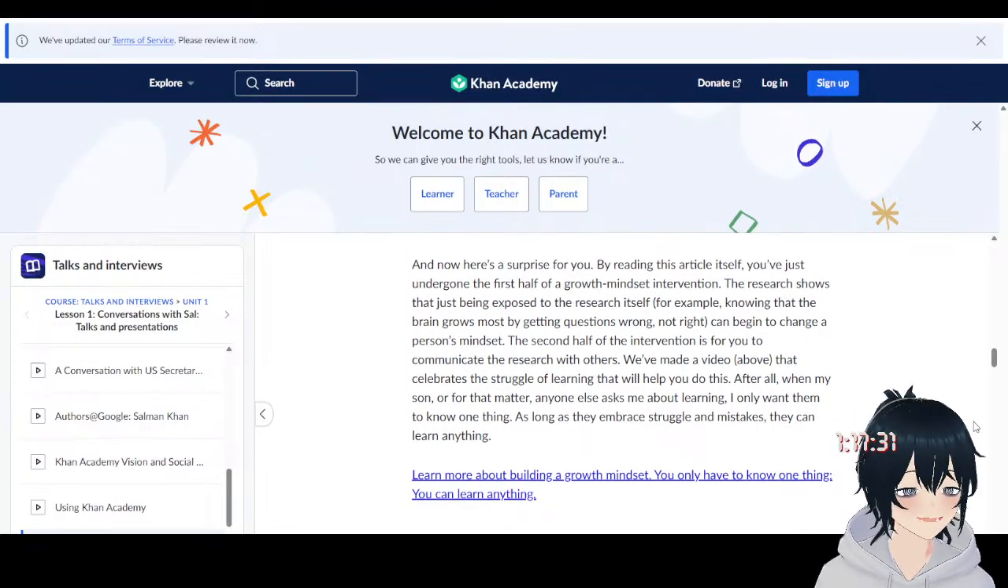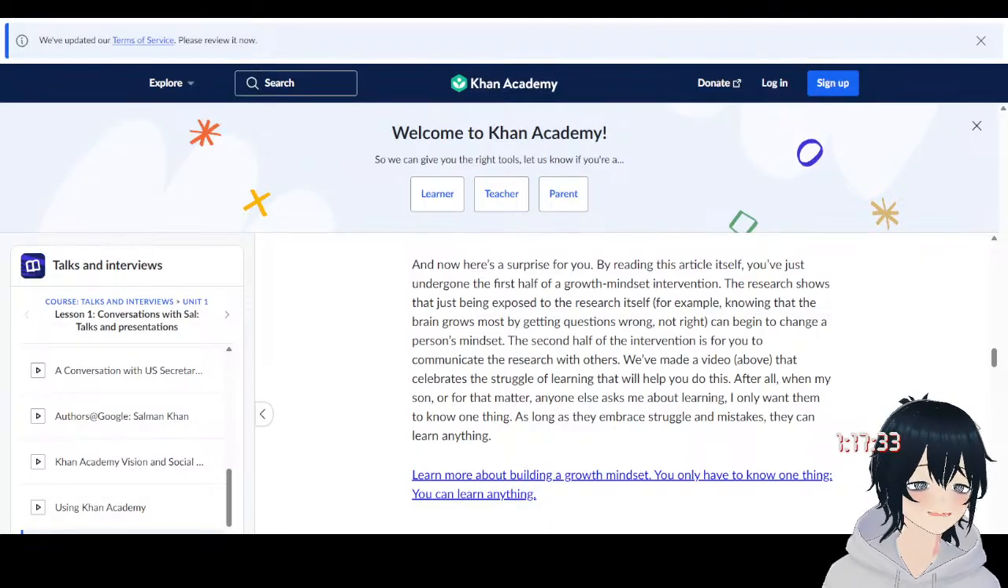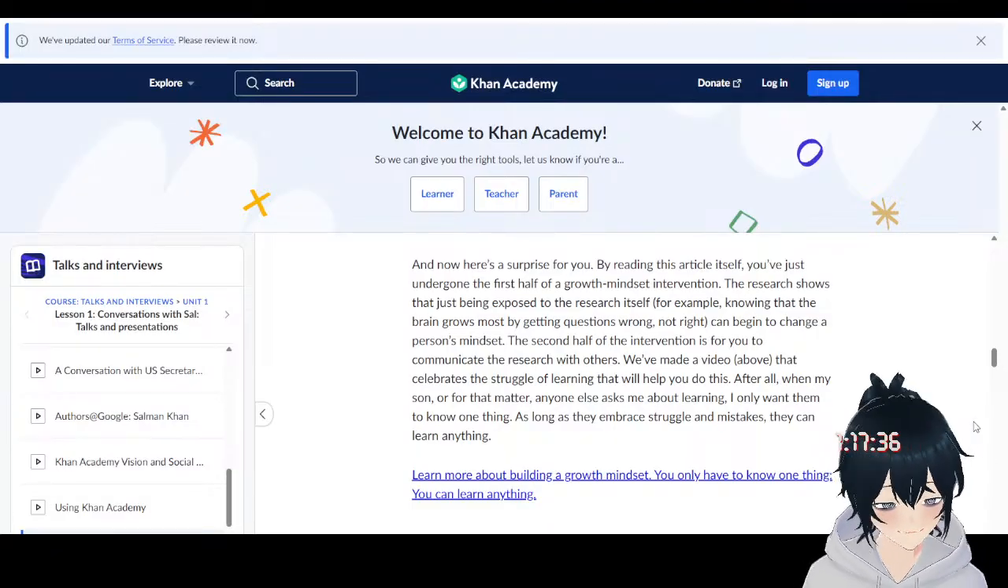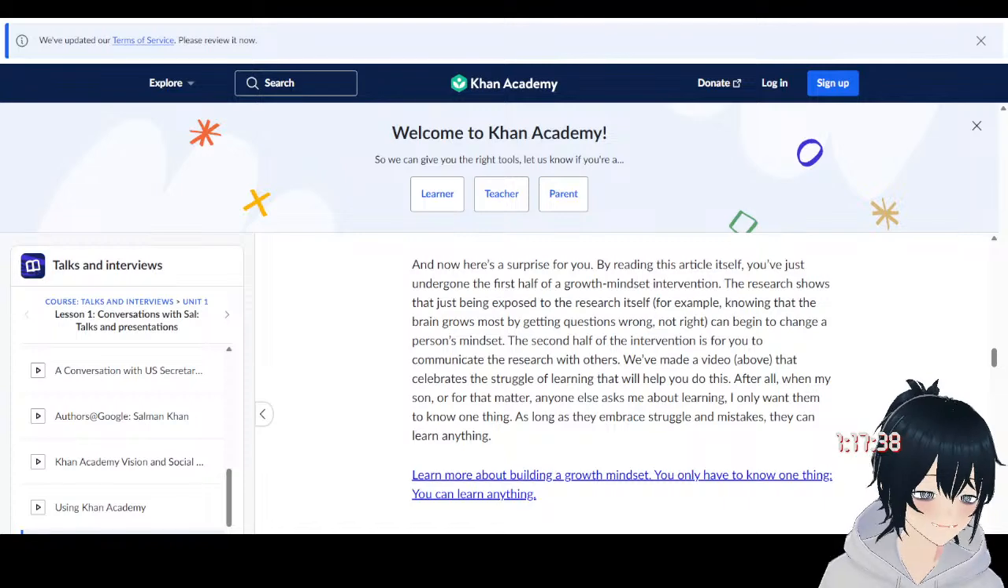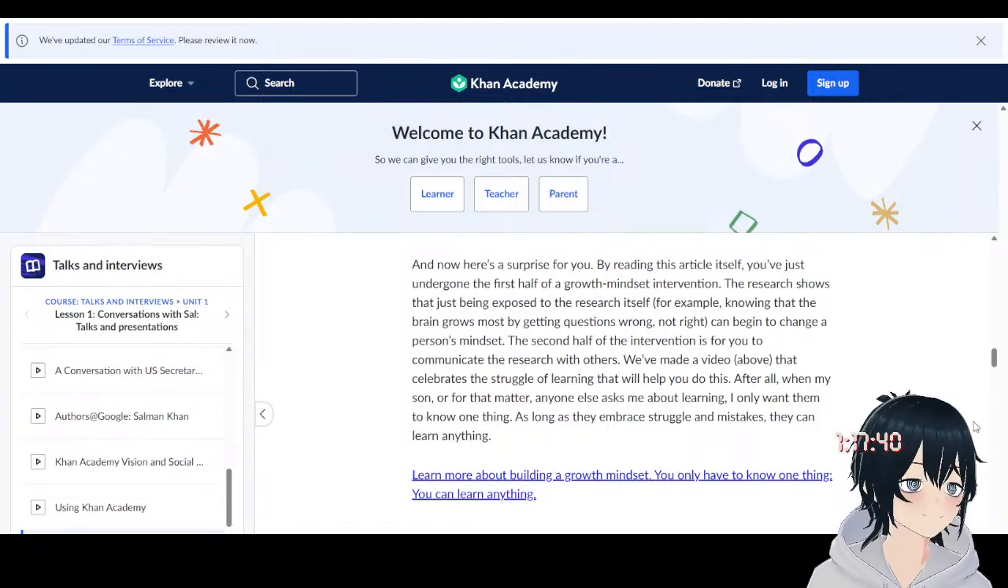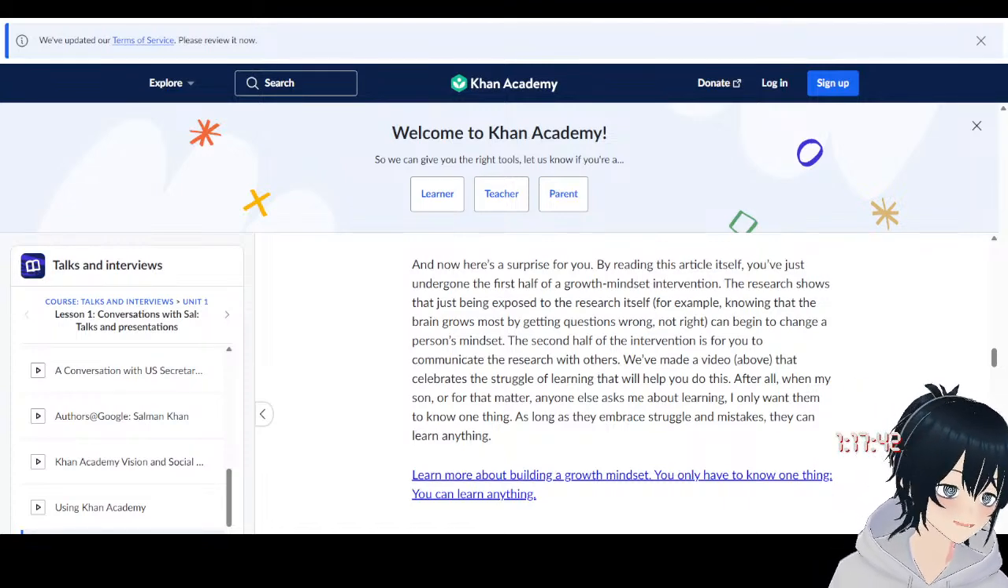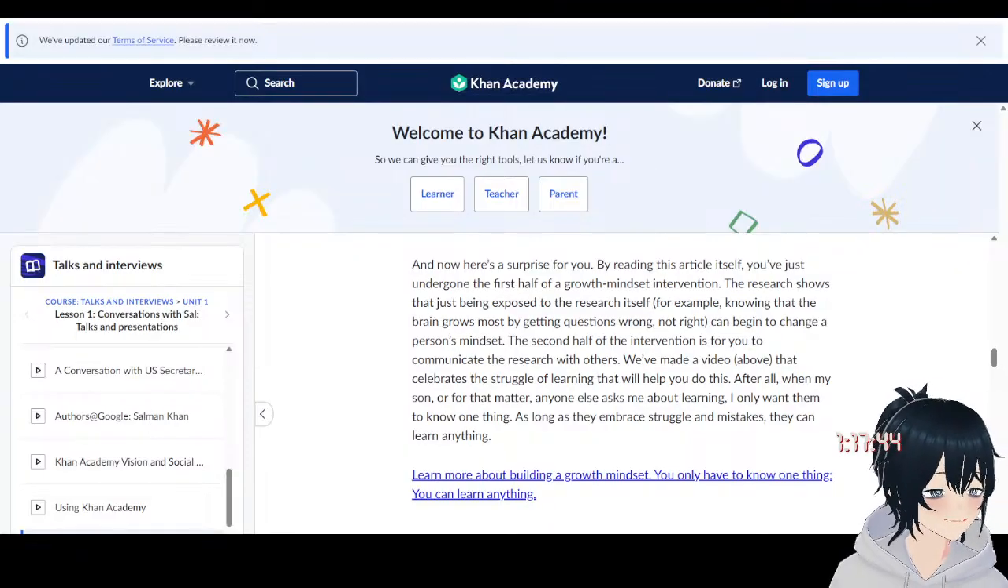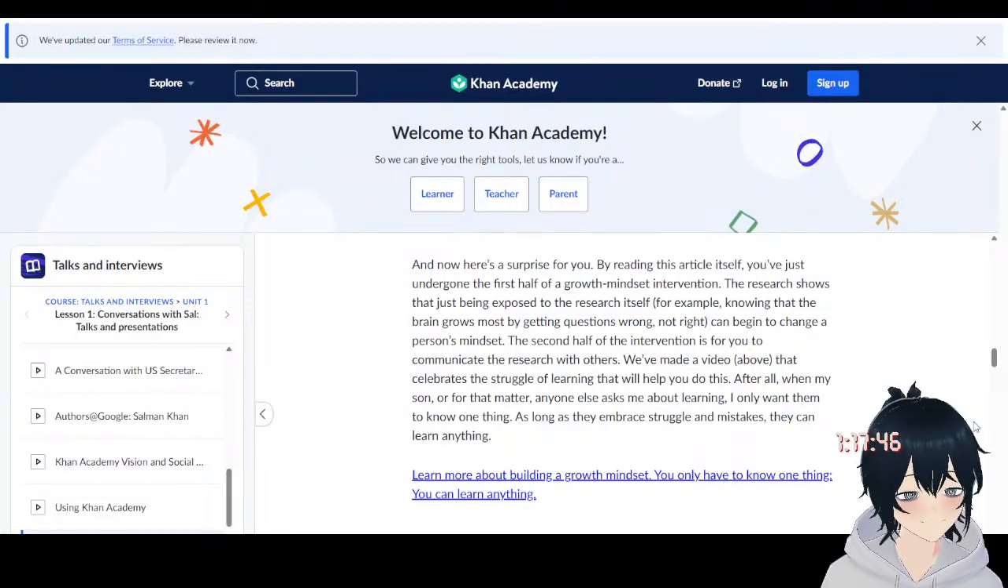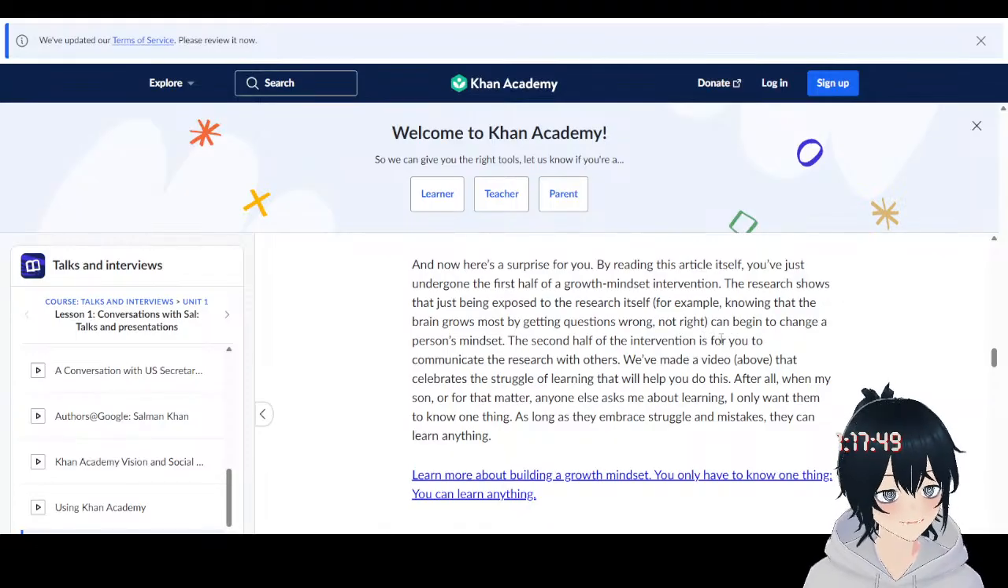And now here's a surprise for you. By reading this article itself, we've just undergone the first half of growth mindset intervention. The research shows that just being exposed to the research itself, for example, knowing the brain grows most by getting questions wrong, can begin to change a person's mindset. The second half of the intervention is for you to communicate the research with others.